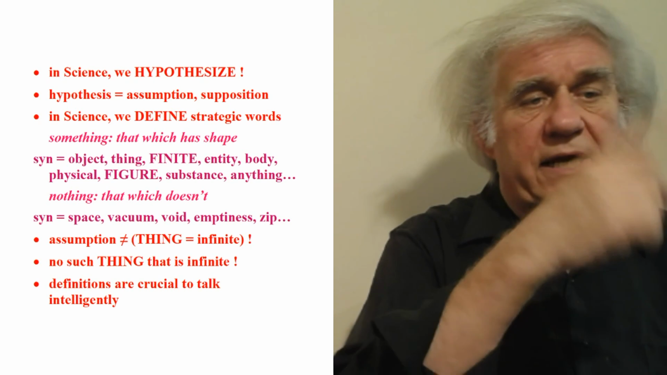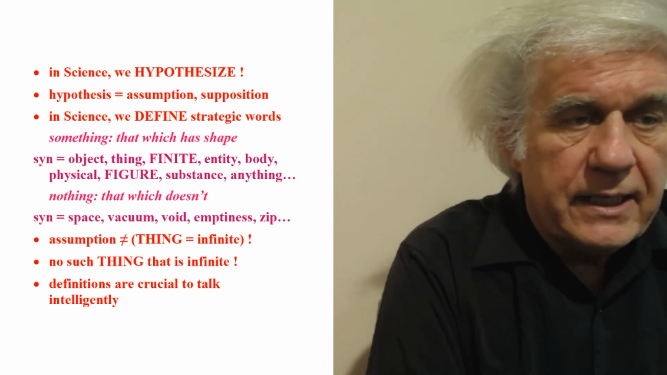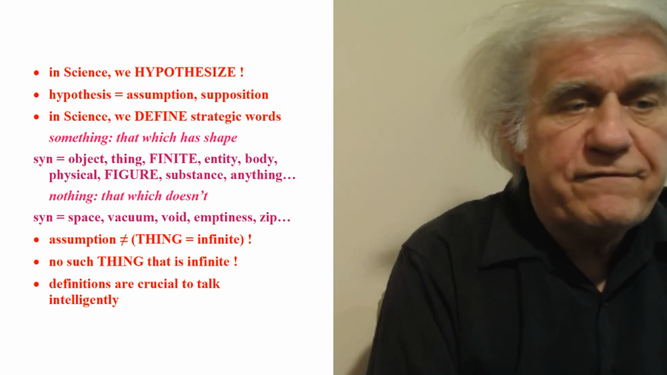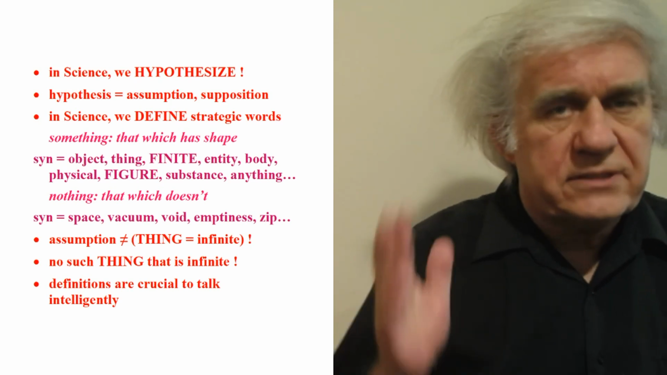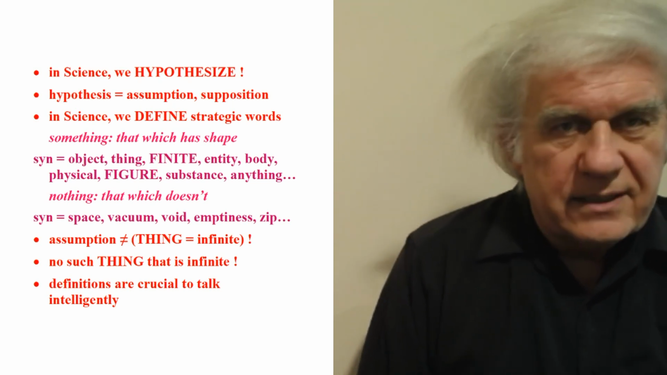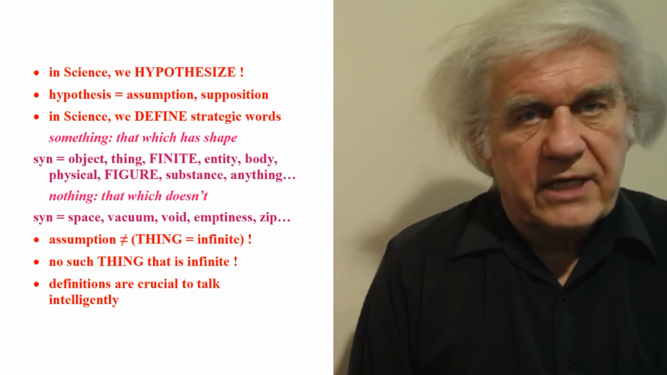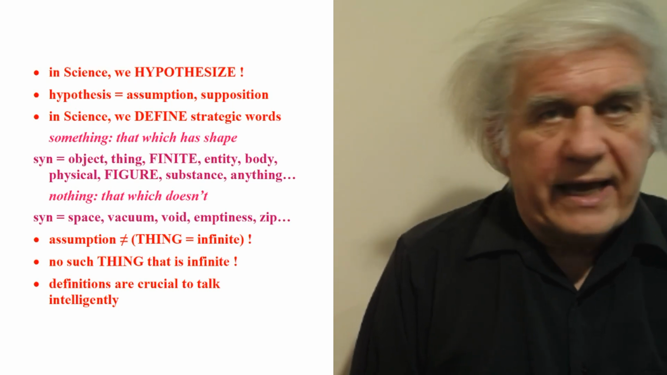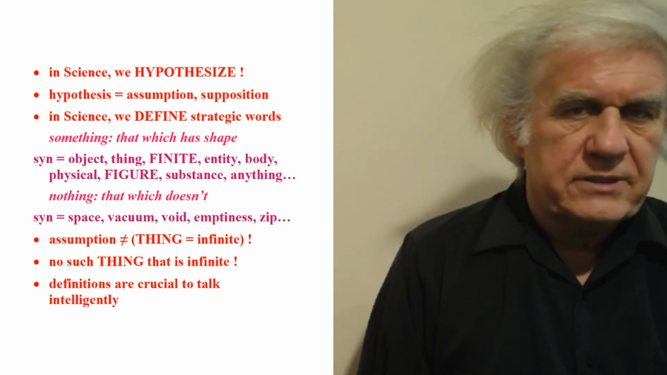Okay, so in science we hypothesize. We have to give an assumption. We start with an assumption. And hypothesis, again, is supposition. In science we define strategic terms. What are the strategic terms for physics? The first one is something. What is a thing? What is an object? It's that which has shape. It's not that which we can touch. It's not that which we can see. It's not that which is made of atoms. None of that is a good definition of the word object. Object: that which has shape.